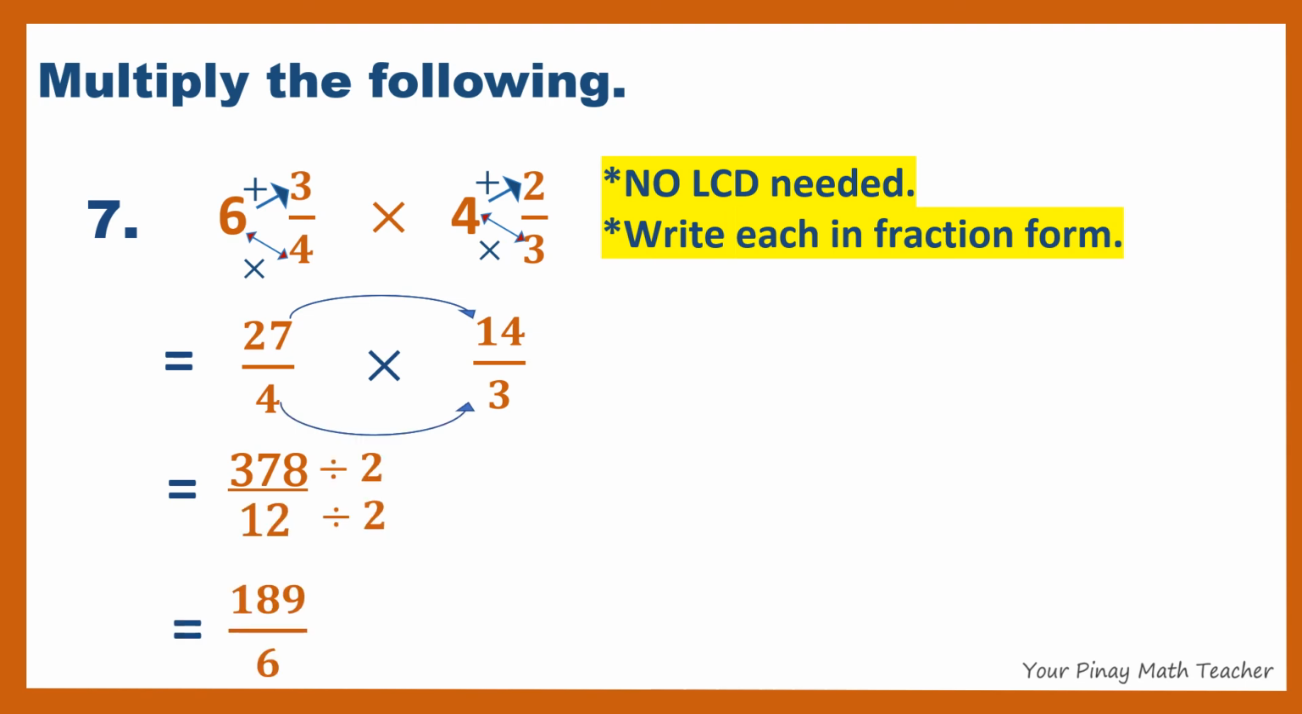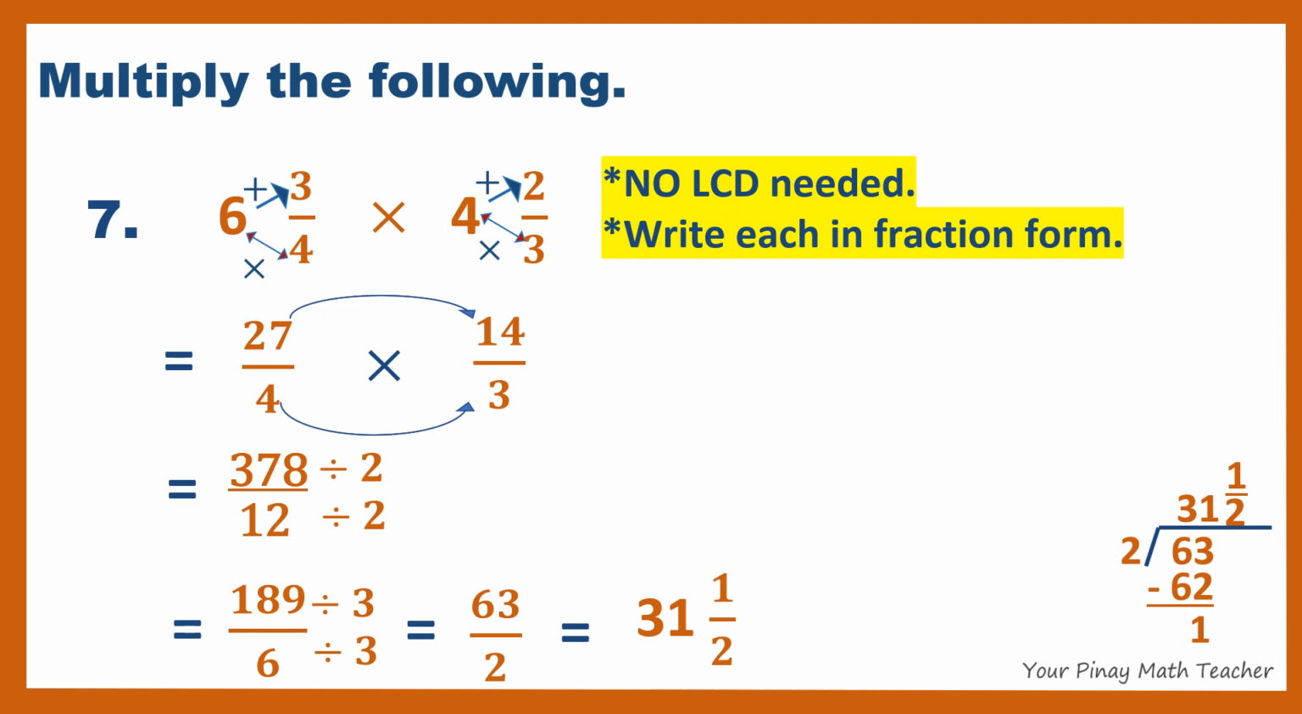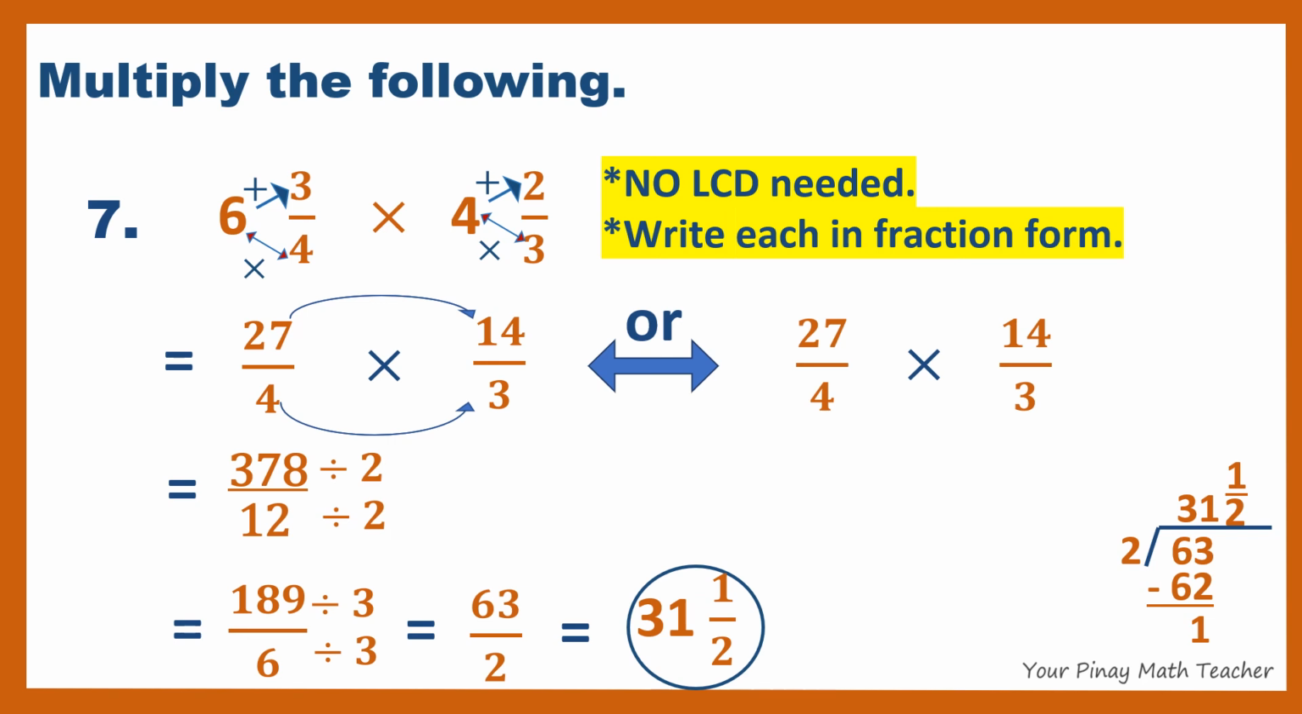Reducing it by 2, we get 189 over 6, which can also be reduced by 3. So we get 63 halves. This improper fraction can be written as 31 and 1/2. Please be informed that using method 1, you will be dealing with larger numbers. Unlike in method 2, where you reduce first, you will be dealing with smaller numbers.